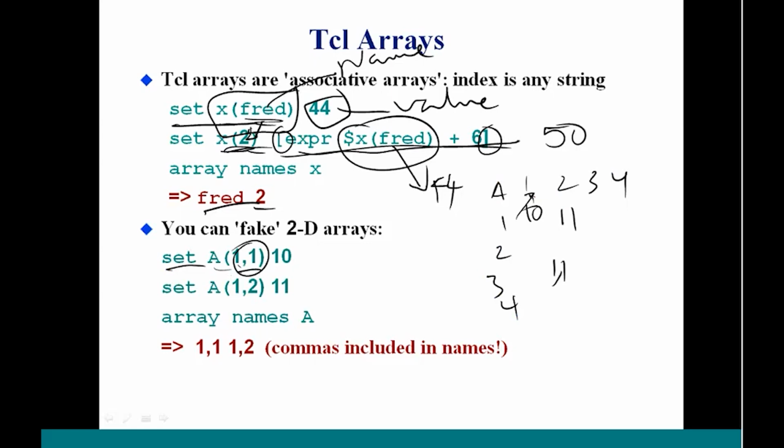So 1,1 is a name that has a value of 10, and 1,2 is another name that has a value of 11. So if you print out the array names A, then it prints out together 1,1 and 1,2. So now we see that actually commas can be included in names.